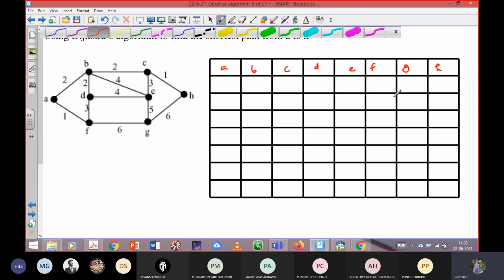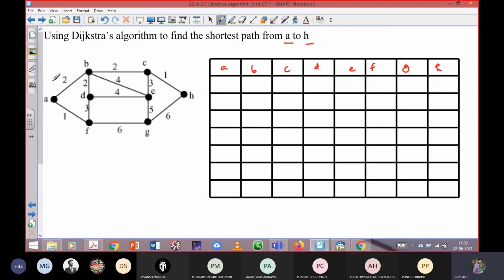Okay. After that, listen carefully. First, you need to define a column by mentioning all its vertices, label. Okay. After that, they ask you to determine the shortest path from the vertex A to H. So your starting vertex is A, ending vertex is H. So here you can start with the vertex first row as A. That is the starting vertex.